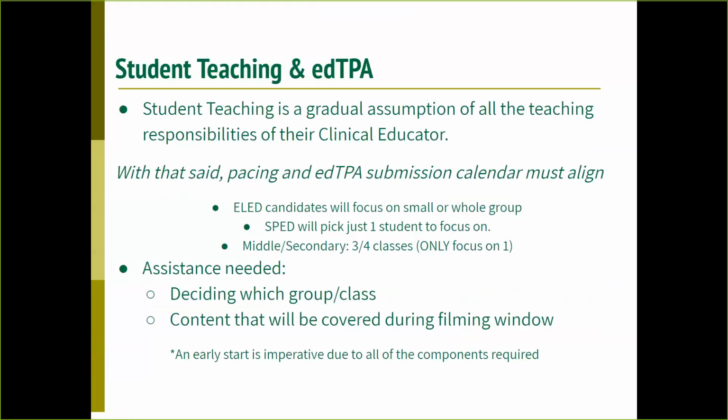LED candidates will focus either on a small group or whole group. Special ed students will pick just one student to focus on. And middle secondary students will pick one block to focus on. So although there are 3 or 4 blocks that you may teach, they are only going to do EdTPA with one block of students. They'll need assistance with deciding which group or class, and then the content that will be covered during the filming window, they will need support with that. The filming window is from February 3rd through February 21st for middle secondary candidates, and we advise that they do that to ensure that they have enough time to submit and work on all the additional components that will be necessary for them to submit their project.